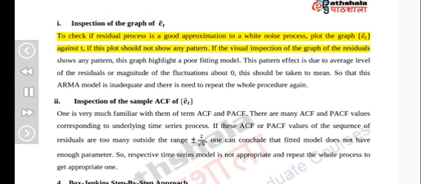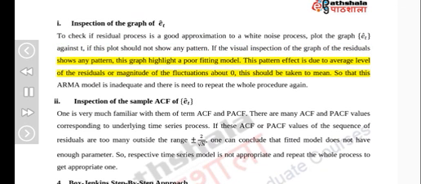To check if the residual process is a good approximation to a white noise process, plot the graph of e_t against t. This plot should not show any pattern. If the visual inspection of the graph of the residuals shows any pattern, this highlights a poor fitting model. This pattern effect is due to the average level of the residuals or the magnitude of the fluctuations about zero. This should be taken to mean that the ARMA model is inadequate and there is a need to repeat the whole procedure again.